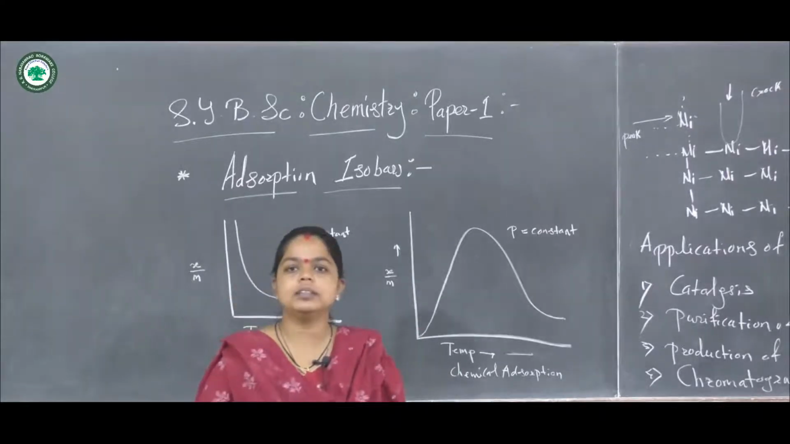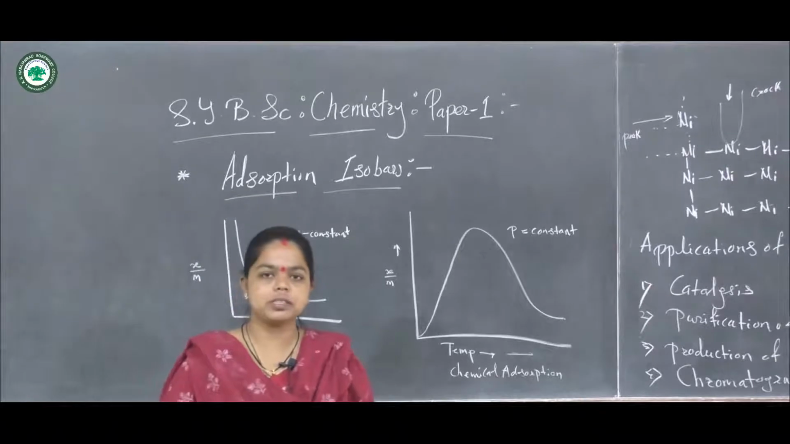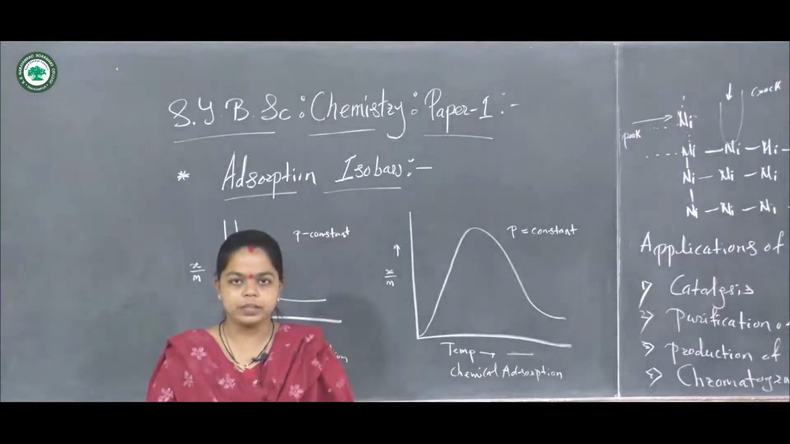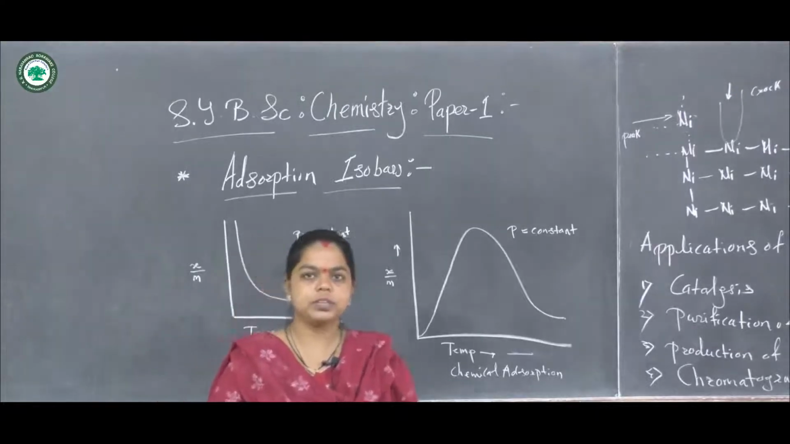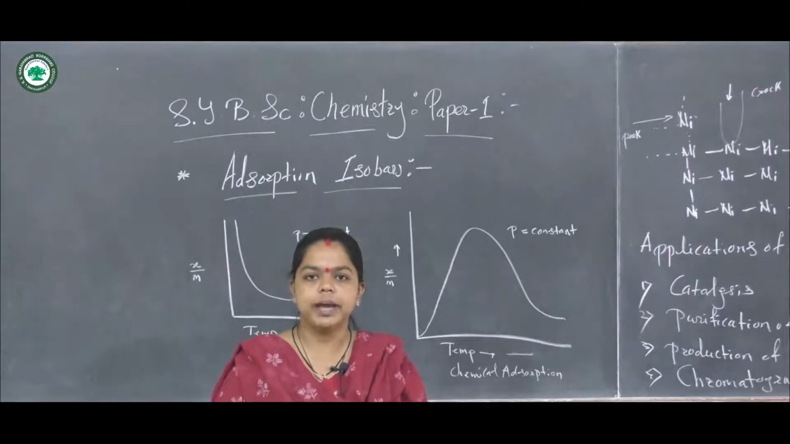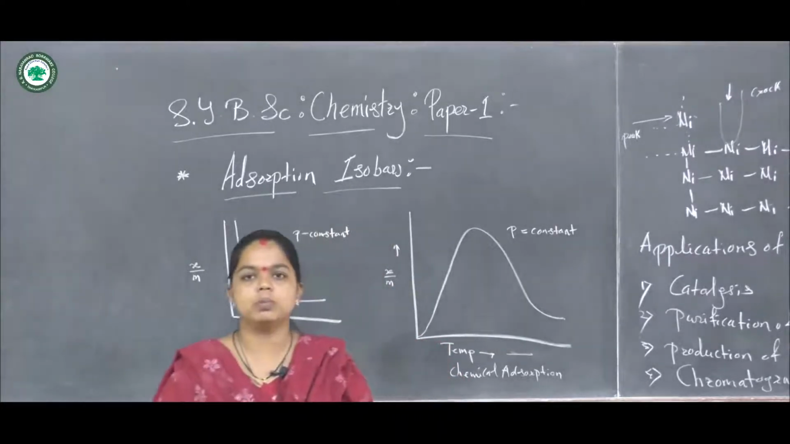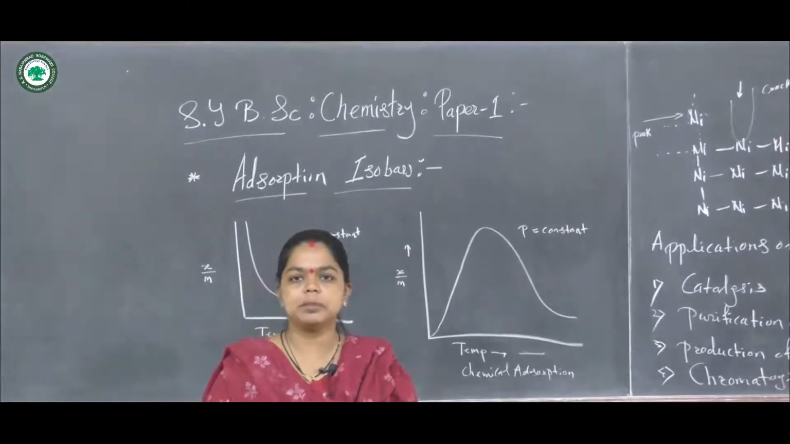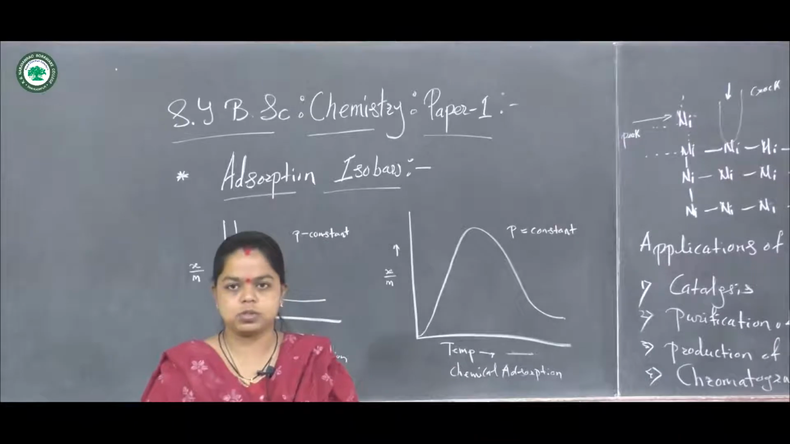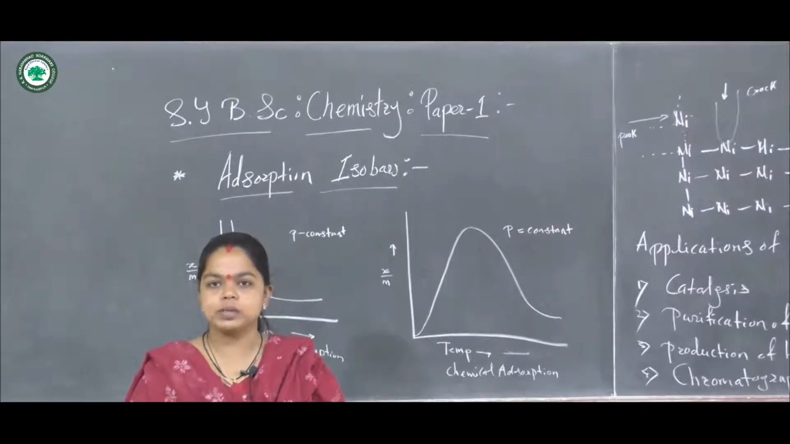We know that in the adsorption isotherm we have studied, temperature is kept constant and pressure is varied in the process of adsorption. Accordingly, the effect of pressure is studied with adsorption. But in the case of adsorption isobars, the pressure is kept constant and the effect of temperature is studied with the process of adsorption. These are called adsorption isobars.